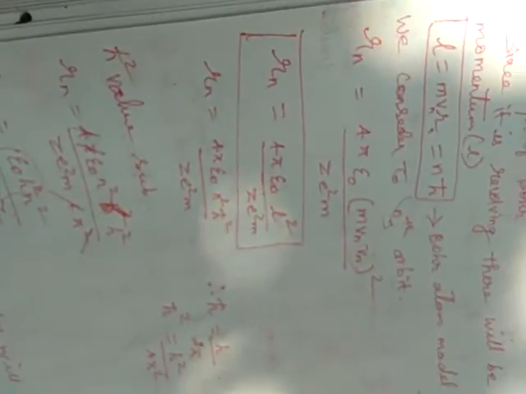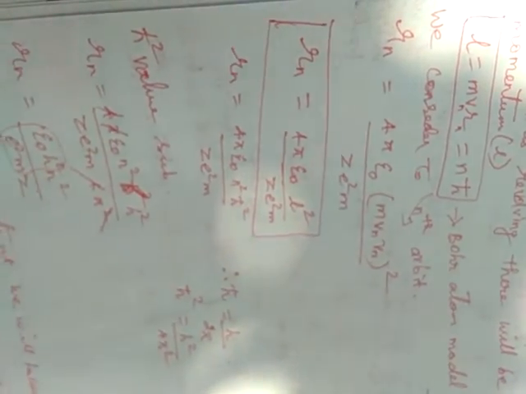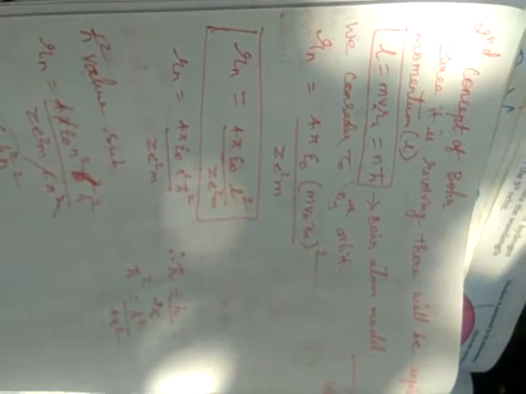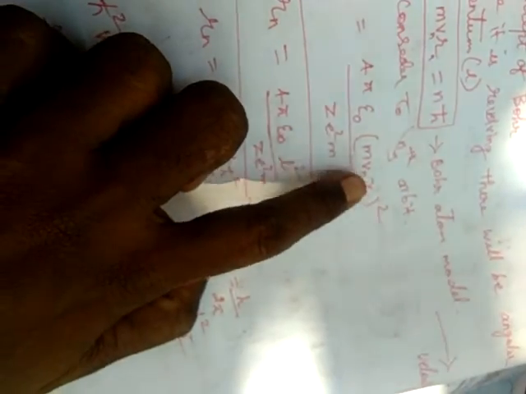Okay, so we are taking L equal to m v n r n, which we changed using the Bohr-Sommerfeld model in the previous section, right? L equals n h-bar. We are considering the nth orbital. Now you see that Rn equals 4 pi epsilon naught m n v n.